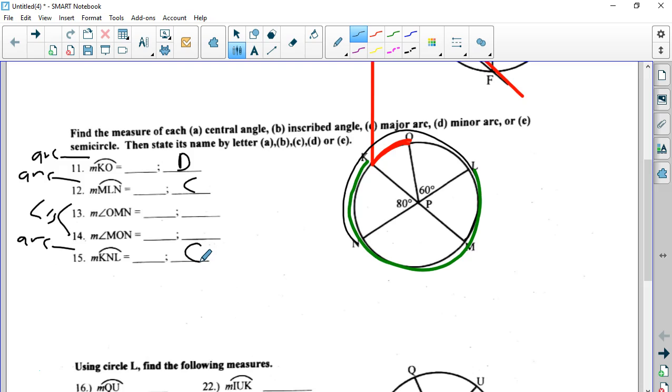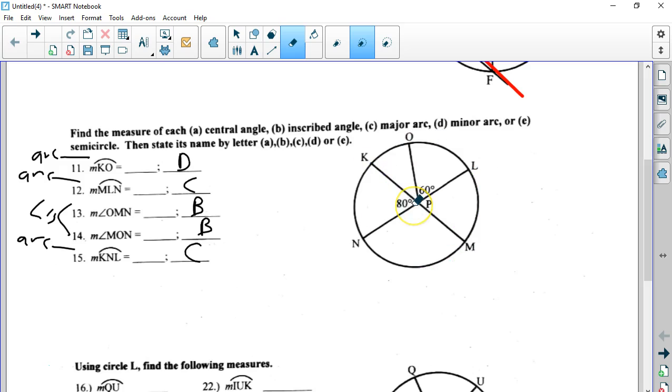And then OMN. So we're at O, going to M, and coming back to N. That is an inscribed angle, B. And then MON, starting at M, going to O, and going to N, also inside the circle, so that is B. Now, notice we don't have any central angles, A. But for example, central angles would be OPF, NPM, something like that.